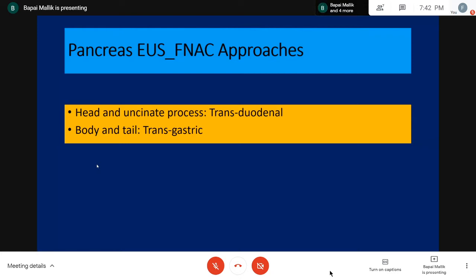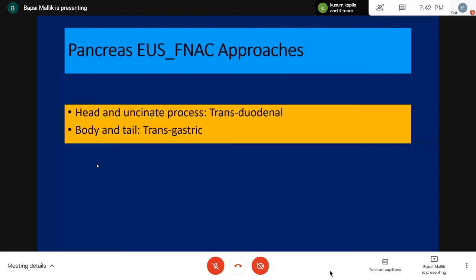So there are two major approaches of endoscopic ultrasound-guided FNA in pancreatic lesions. For lesions which are located in the head and the uncinate process, it is a transduodenal approach, whereas in lesions which are located in the body and the tail of the pancreas, it is a transgastric approach. This is a crucial bit of information.